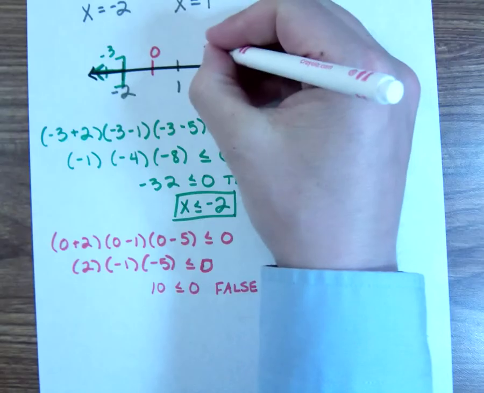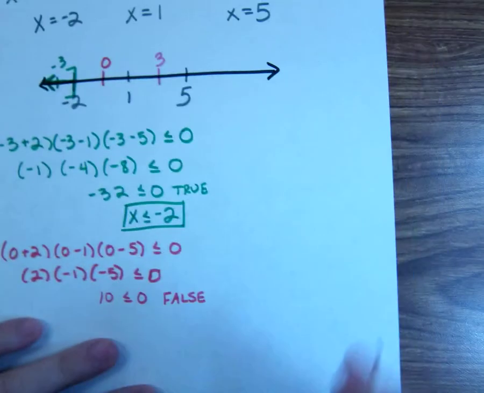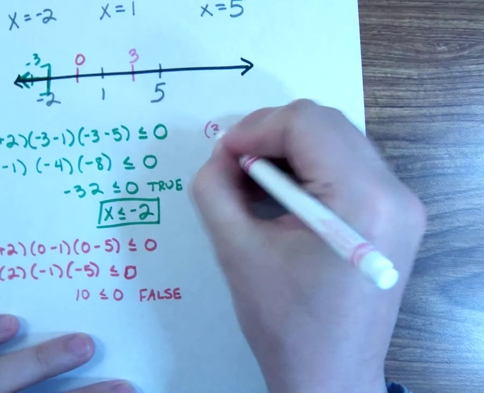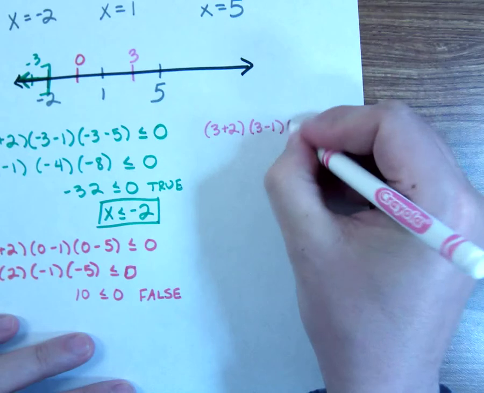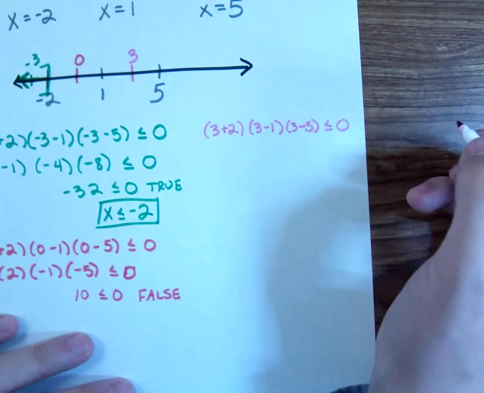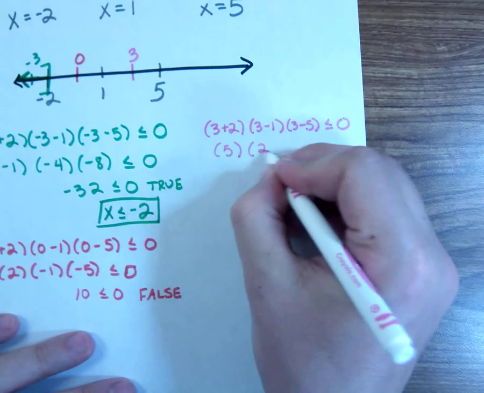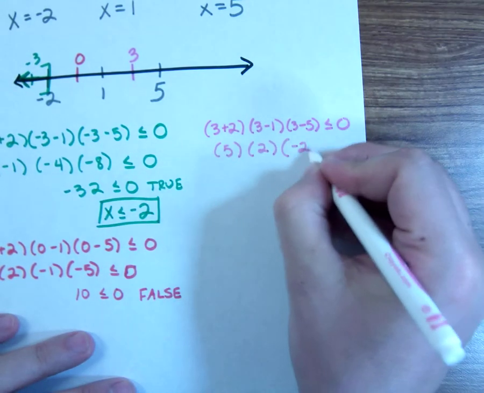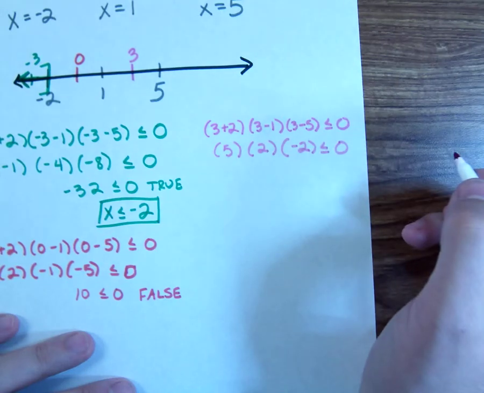Okay. So it'll be 3 plus 2, 3 minus 1, 3 minus 5, less than or equal to 0. So that'll be 5, 2, negative 2. Is this going to be true or false? Slow down. It's going to be negative 20.